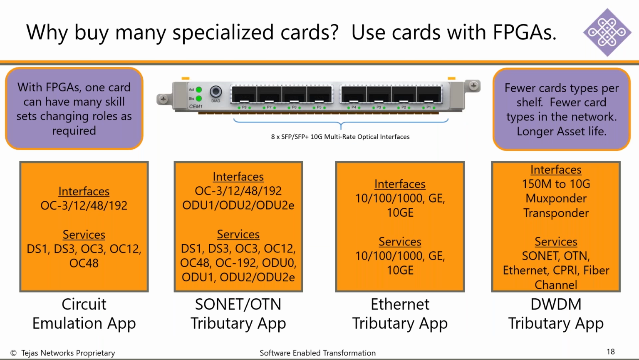Another example is a card like this one that takes those 8 optical cages and says, what do I want to do with them today? You can do a circuit emulation app. You could use it as a SONET interface for just OC3, 12, 48. You could use it as an Ethernet trib for gig-Es, 10 gig-Es, 10 100 1000s. Or you can use it as a DWDM tributary app. You can plug and play with your applications. And it doesn't require sending the card away. These are all reprogrammable. And there are multiple vendors in the world that are using this technology to make hardware more flexible and available.